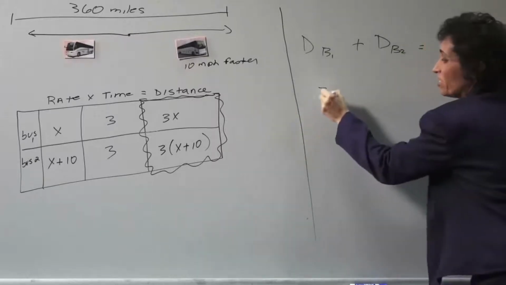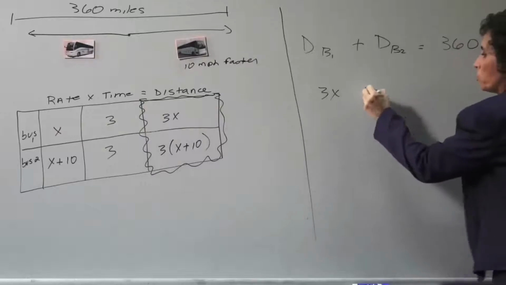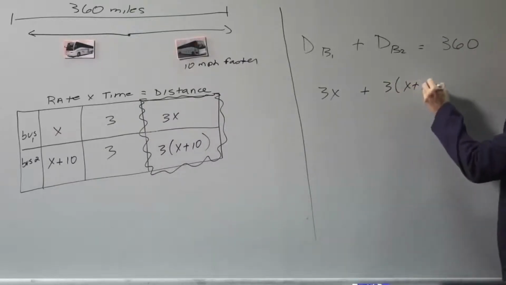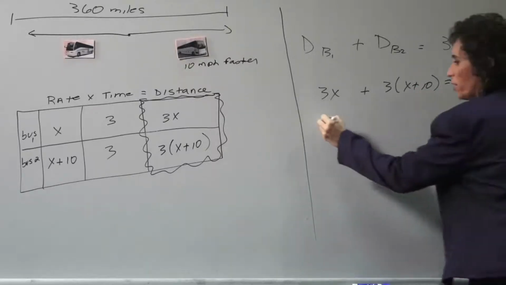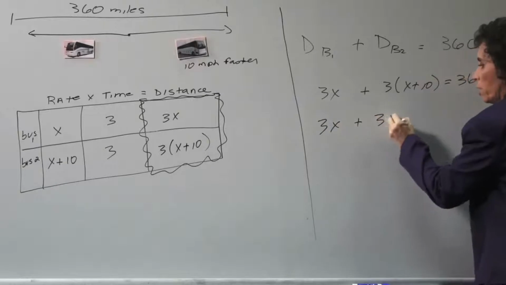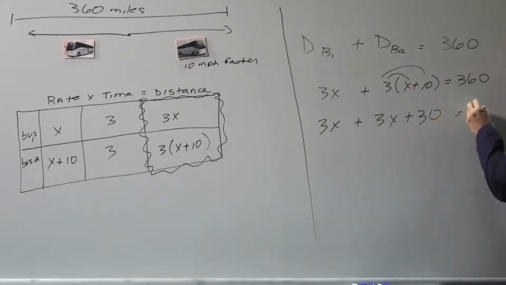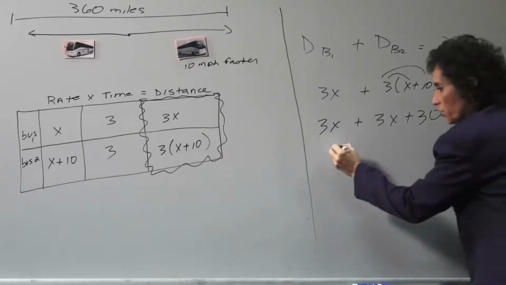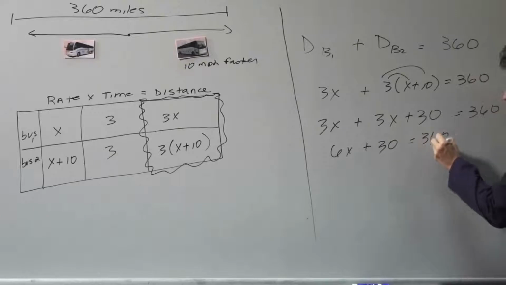So one of the buses' distance is 3x. That's the distance of bus 1. The distance of bus 2 is 3 times the quantity x plus 10. Together, it's 360. All right, we can do this. This is cake. 3x plus 30, because we had to distribute. And that equals 360. This is 6x plus 30 equals 360.